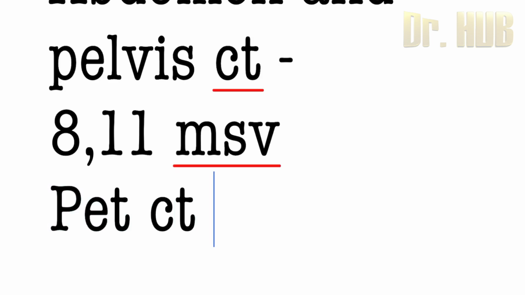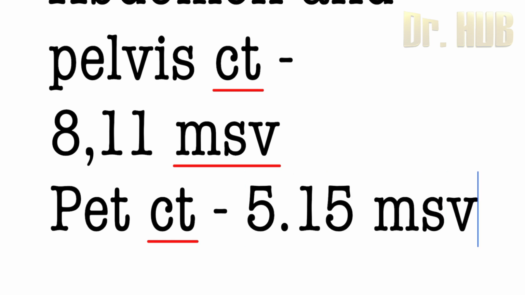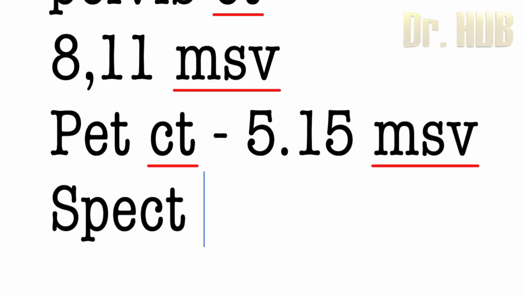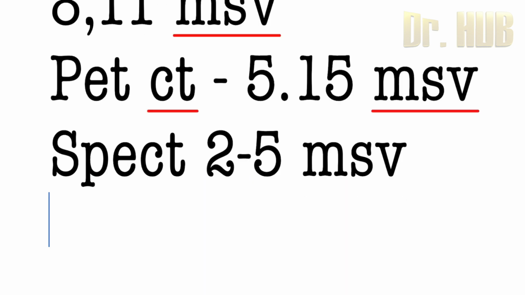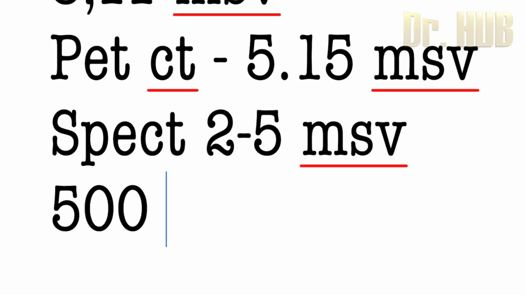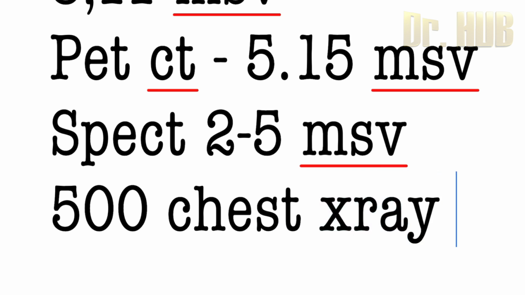Now PET CT includes about 5 to 15 mSv. Looking at the SPECT, the SPECT includes about 2 to 5 mSv. Now the CT scan of the abdomen and pelvis has a radiation dose equivalent to approximately 500 chest X-rays.